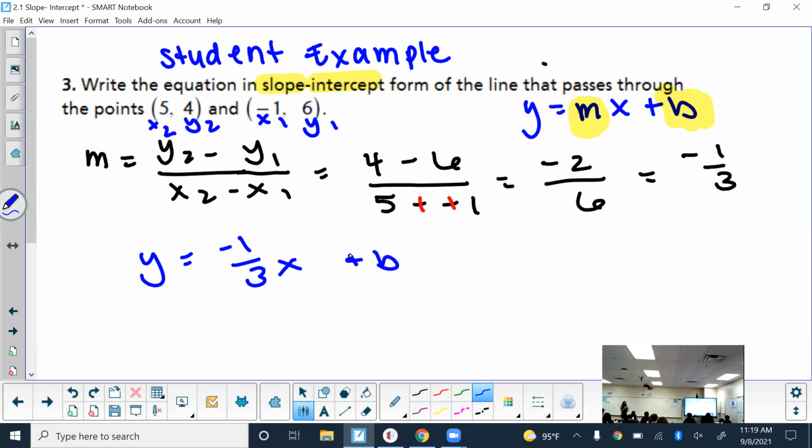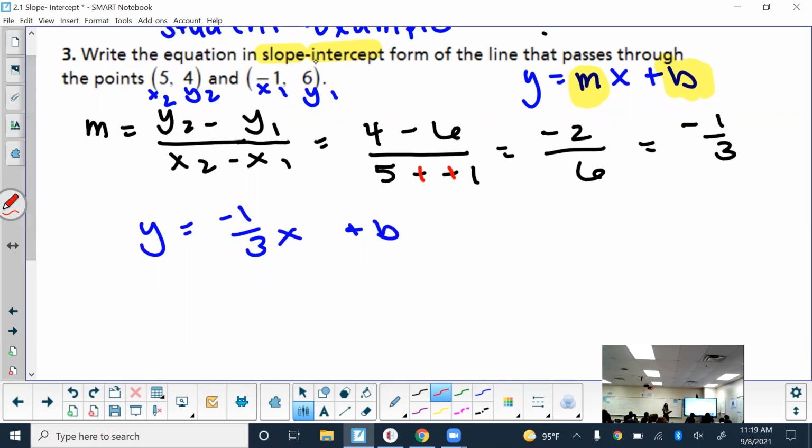Any point on the line. x and y represent any point that's on the line. So we have two points to pick from, don't we? They gave us some points that are on the line. Does it matter which one I pick? No, it does not matter. So I'll pick one that I think is easier to work with. I think that one.